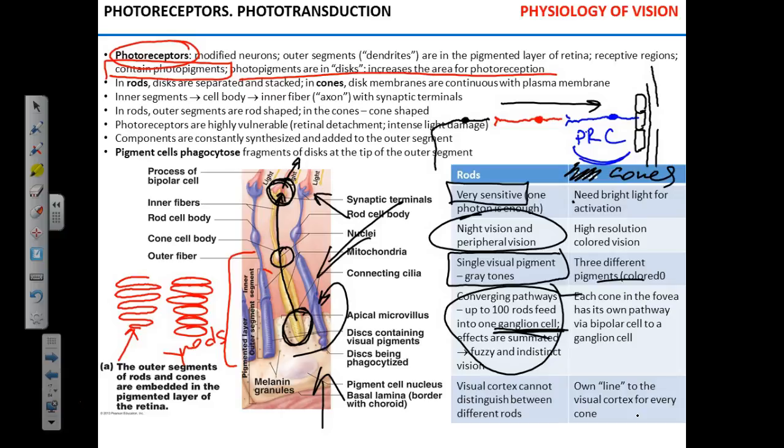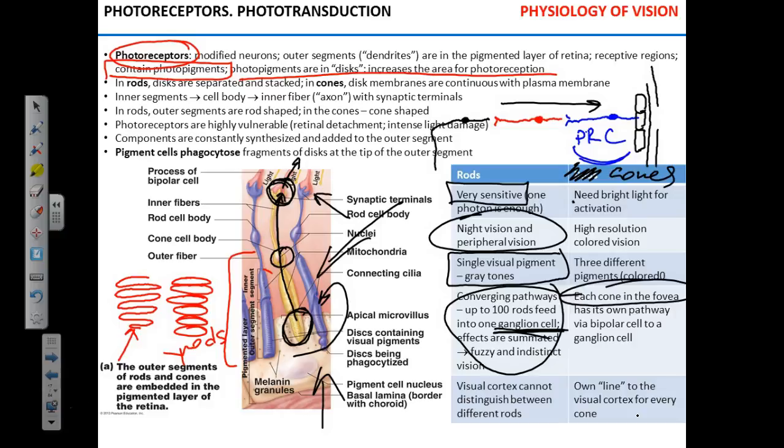But on the other hand, each and every cone cell in the fovea centralis has its own pathway to the visual cortex. Think about this. The size of the pixel, do you know what a pixel is? You all know what a pixel is. New generation, you should know. The size of the pixel that is formed by rods can be 100 cells. The size of the pixel that is formed by a cone is one cone. So resolution is much better in terms of cones.